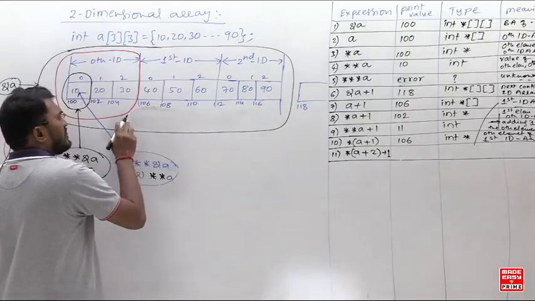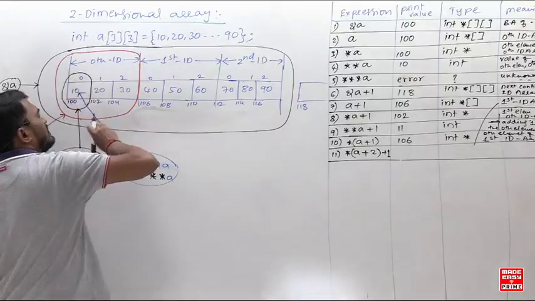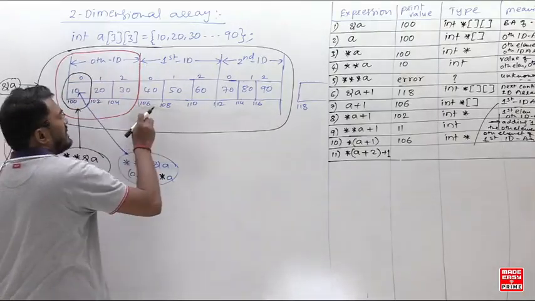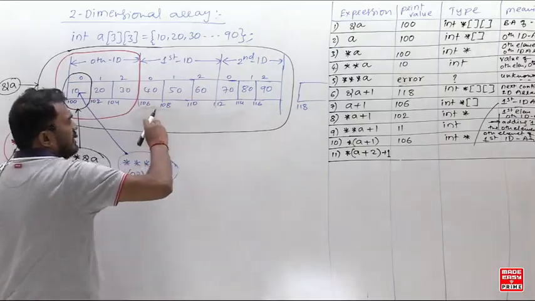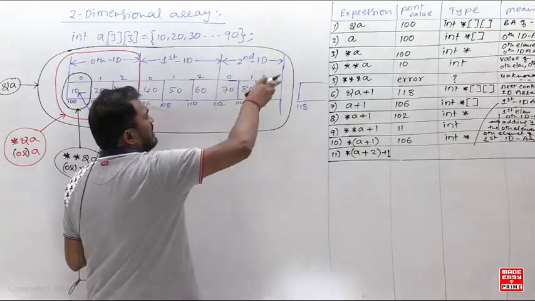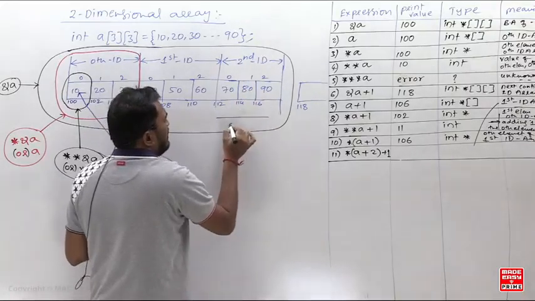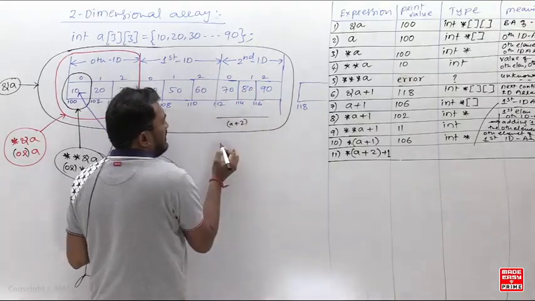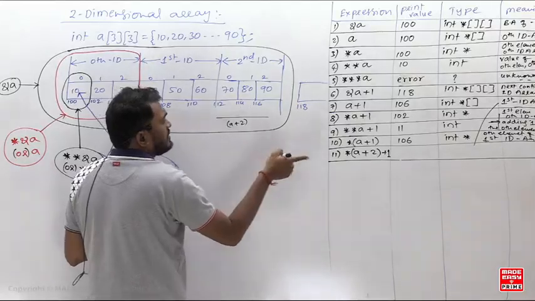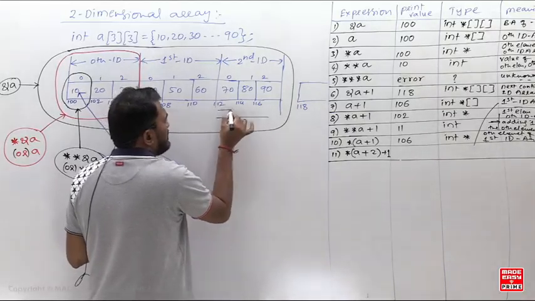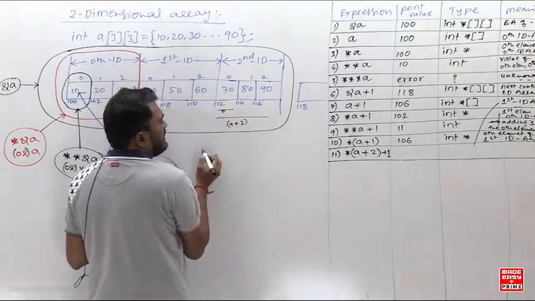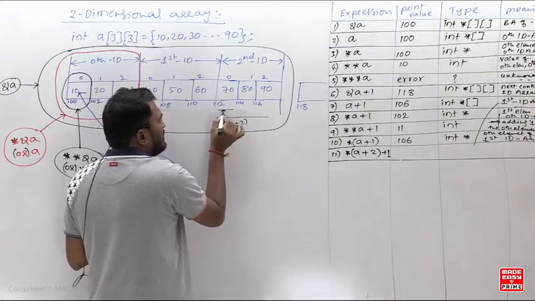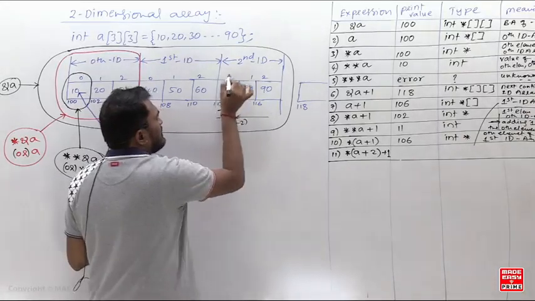Okay, a plus 2 means what? A means it is pointing to the 0th 1D array. A plus 1 means the first 1D array. A plus 2 means what? The second 1D array. Then, a plus 2 whole star means now it is pointing to this one: the 0th element of the 0th 1D array.